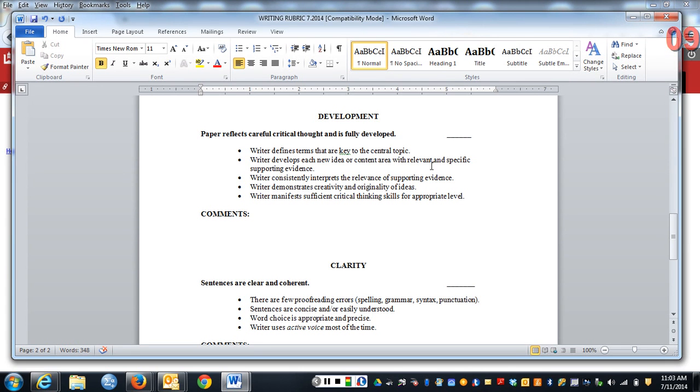So, you have to develop the area with evidence. So you can't just assume that just because you say it's so that I'm going to go, oh yes, that's right.